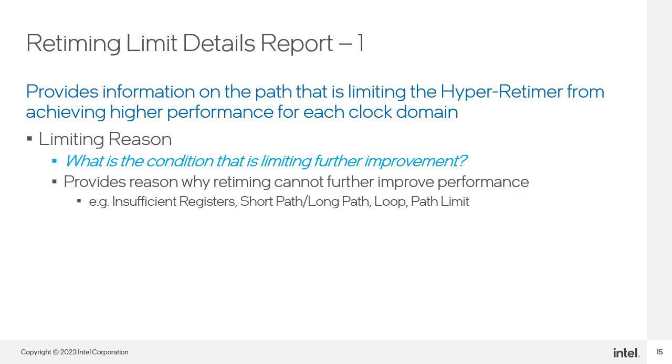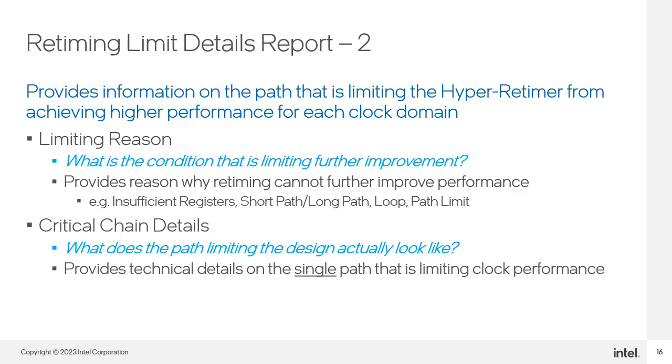1. The limiting reason. The limiting reason answers the question, what is the condition that is limiting this further improvement? In other words, it is giving you the reason why the Hyper-Retimer could not get the design to run faster. Some example reasons it gives are insufficient registers, short path, long path, and path limit. These will be covered in much more detail in follow-up training.